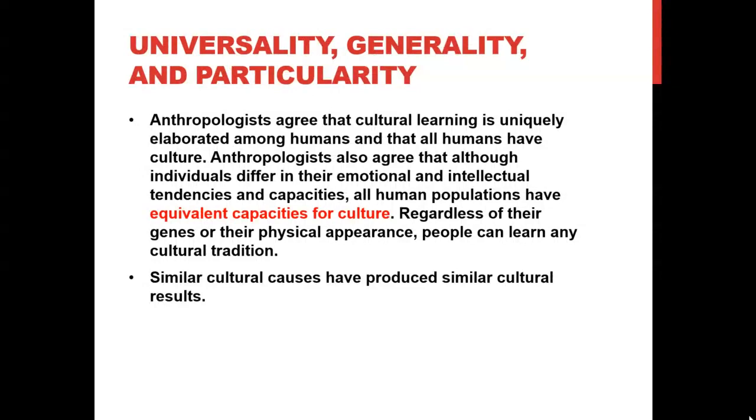Universality, generality, and particularity. Anthropologists agree that cultural learning is uniquely elaborated among humans and that all humans have culture. Anthropologists also agree that although individuals differ in their emotional and intellectual tendencies and capacities, all human populations have equivalent capacities for culture. Regardless of their genes or their physical appearance, people can learn any cultural tradition. Similar cultural causes have produced similar cultural results.